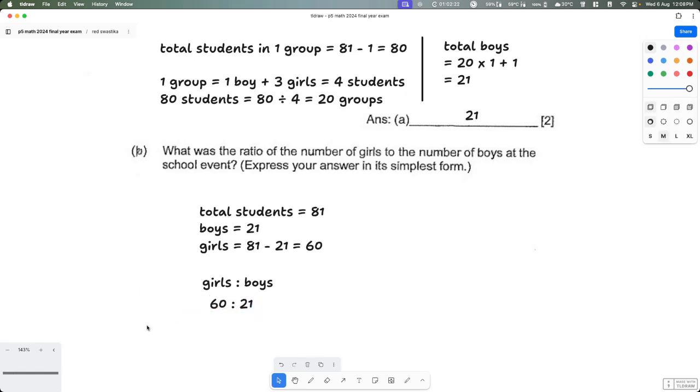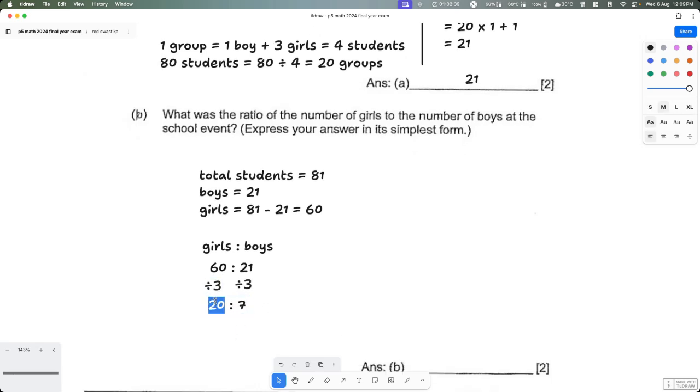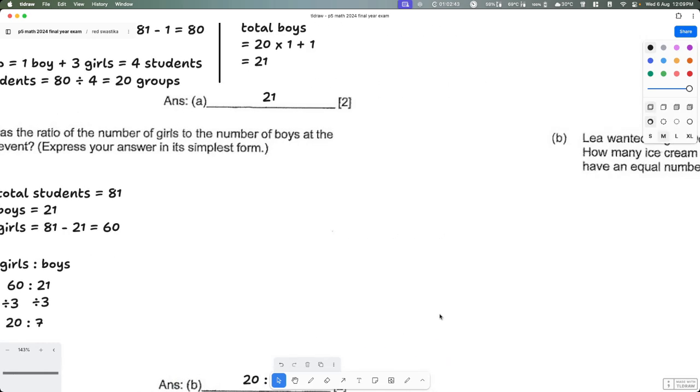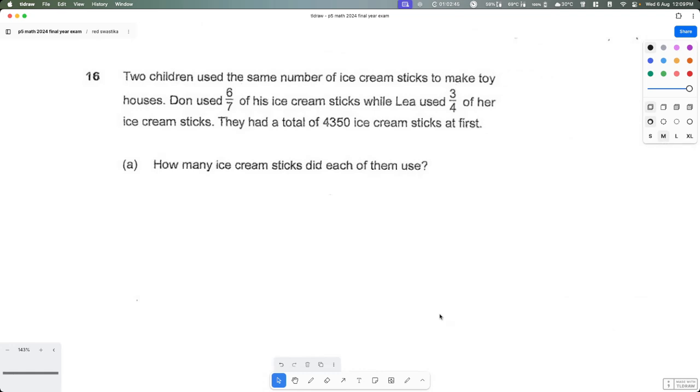So what can we do? We can divide it by, let's do the simplest one, 3. Divide this by 3, divide this by 3, then what do we get? 60 divided by 3 gives us 20. Then 21 divided by 3 is 7. That's it. All right, so the answer for part B is 20 to 7. Let's move on to question 16.